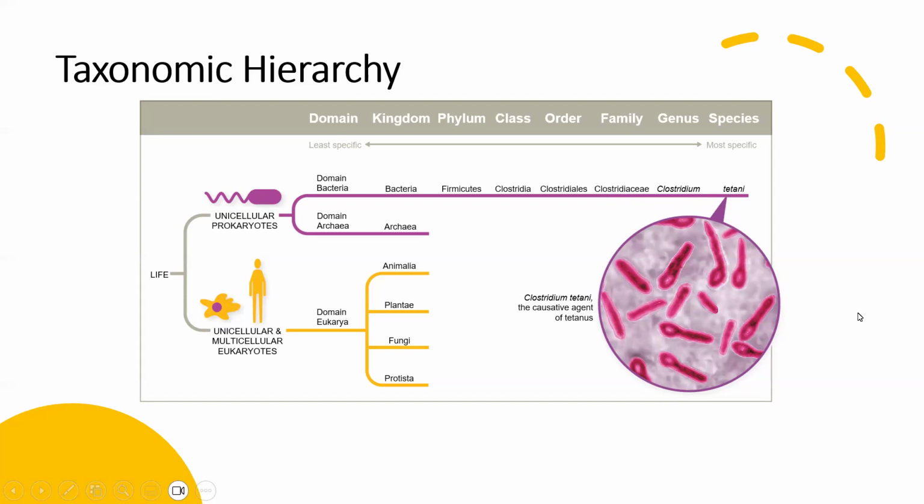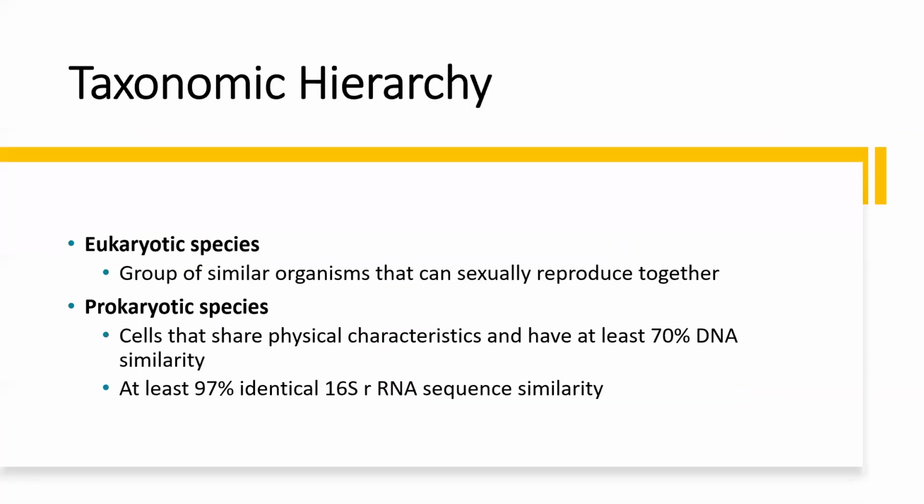And when we talk about an actual organism, in their name, we go with this binomial nomenclature, which we'll talk about here in a moment. Now, there are two different ways of grouping species. In the eukaryotic sense, these are a group of organisms that can sexually reproduce together to produce viable offspring, is the important part that I don't have on there.